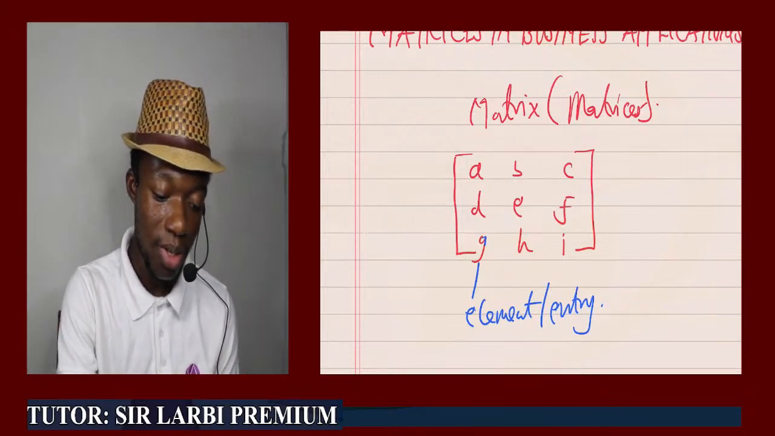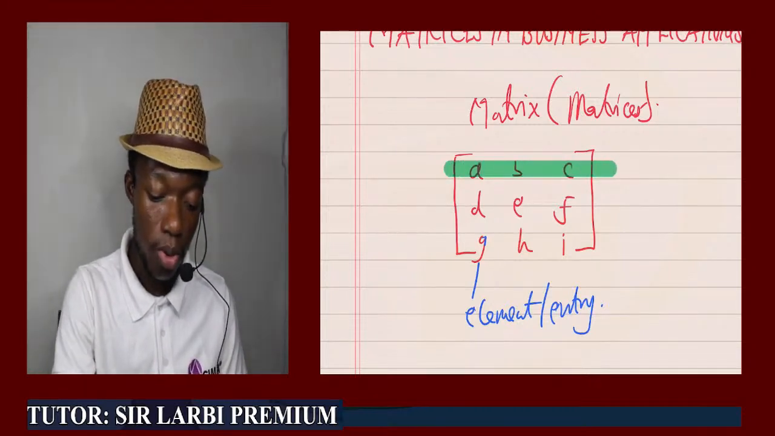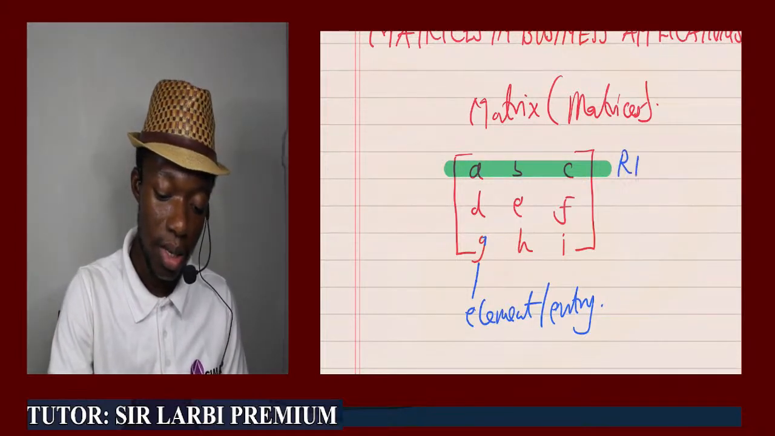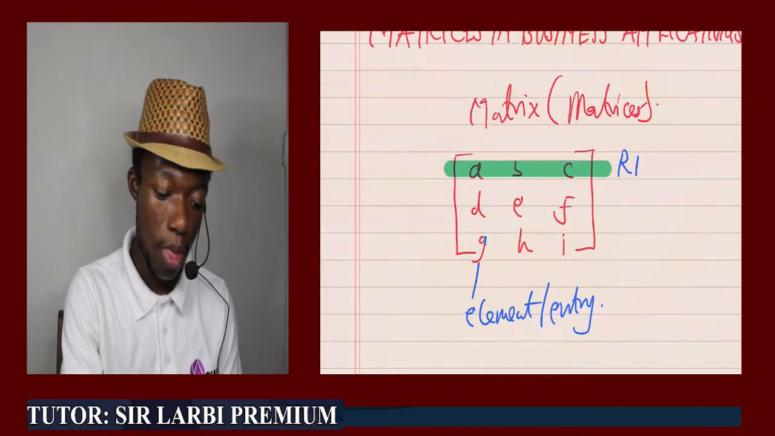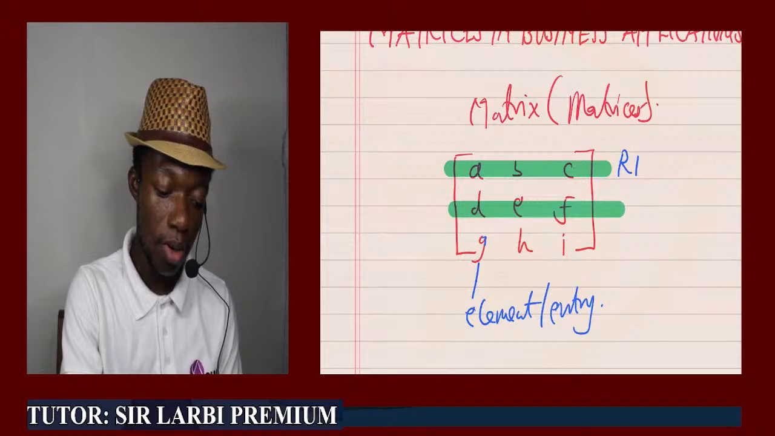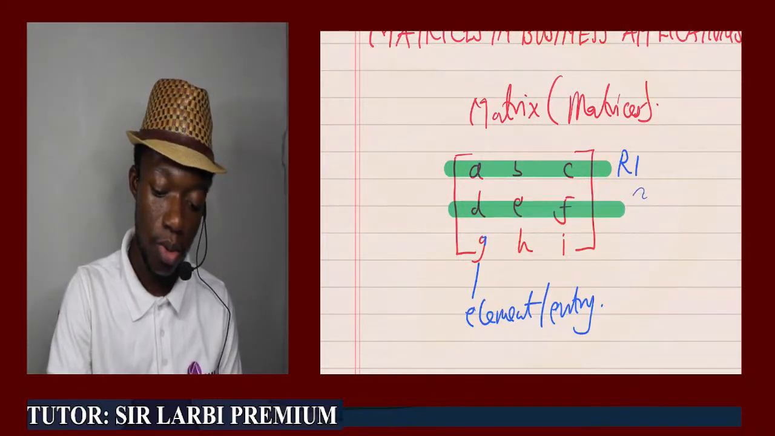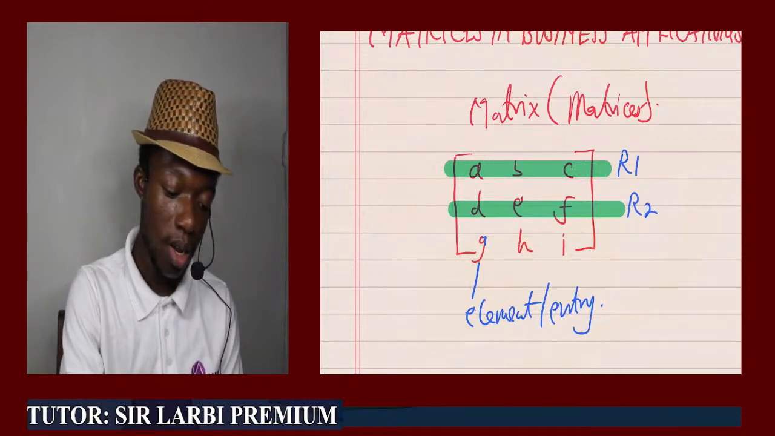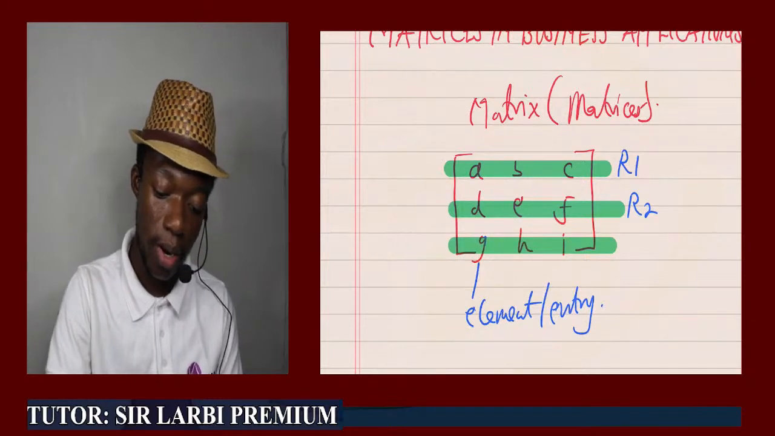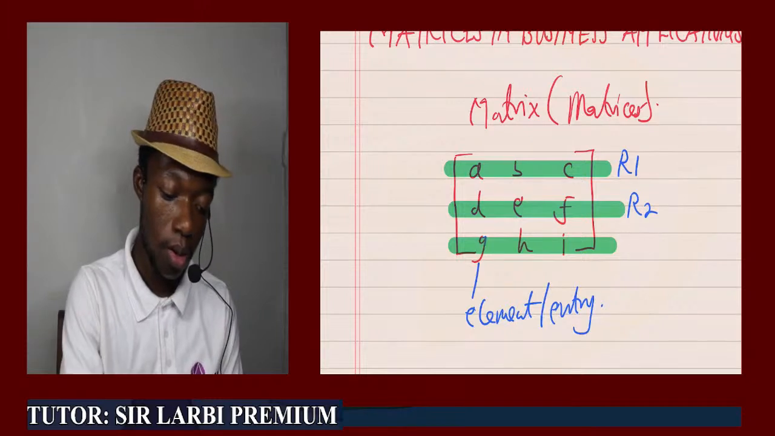So what is the row and what is the column that we are presenting here? By a row, this is what we mean. So this is a row. We can say this is row 1. Here we have row 2. Then we can also have the same here as row 3.